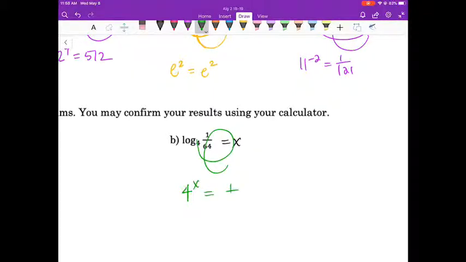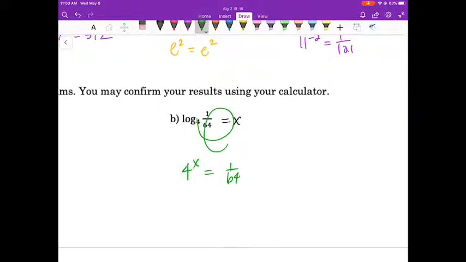And in example B, again, set it equal to x and log loop it. 4 to what power gives us 1 over 64? Well, I know that 4 to the third gives us 64. In order to move that 64 to the denominator, we just make our 3 negative. So 4 to the -3rd is 1 over 64. So that must mean that the log base 4 of 1/64 is that -3.